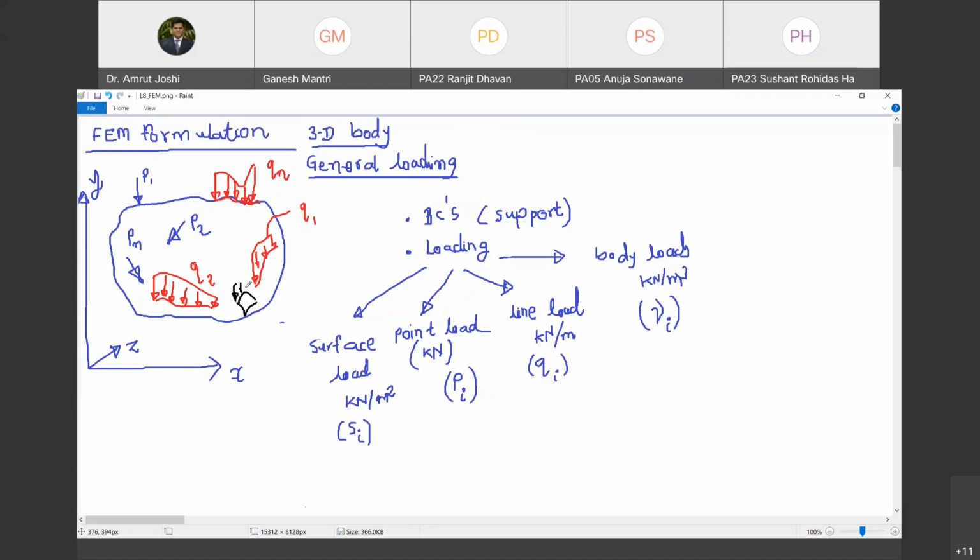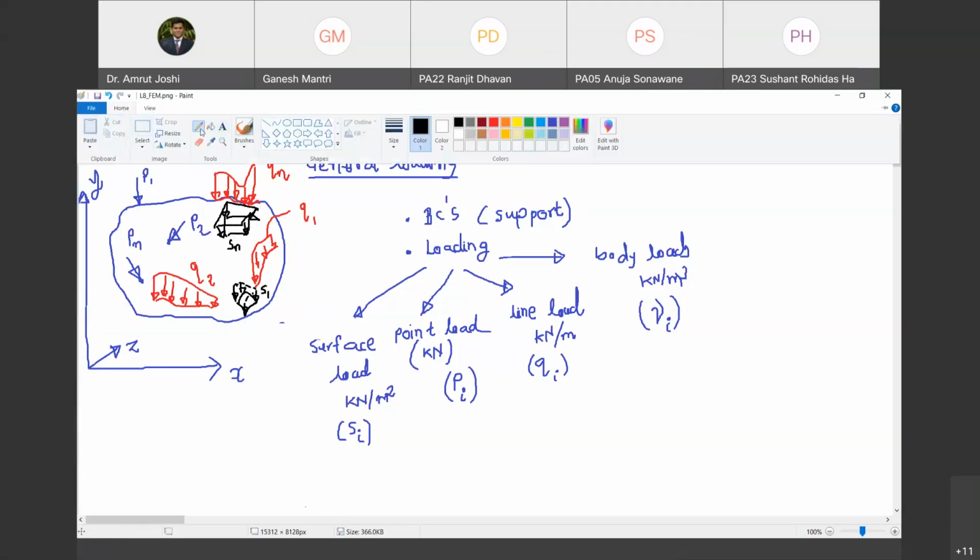over which this loading is acting. Are you able to imagine a pressure load on this surface? Yes, sir. So I will call it as S1, and such n surfaces are going to be there. So I'm going to call the nth load as Sn. Are you with me? Yes, sir.